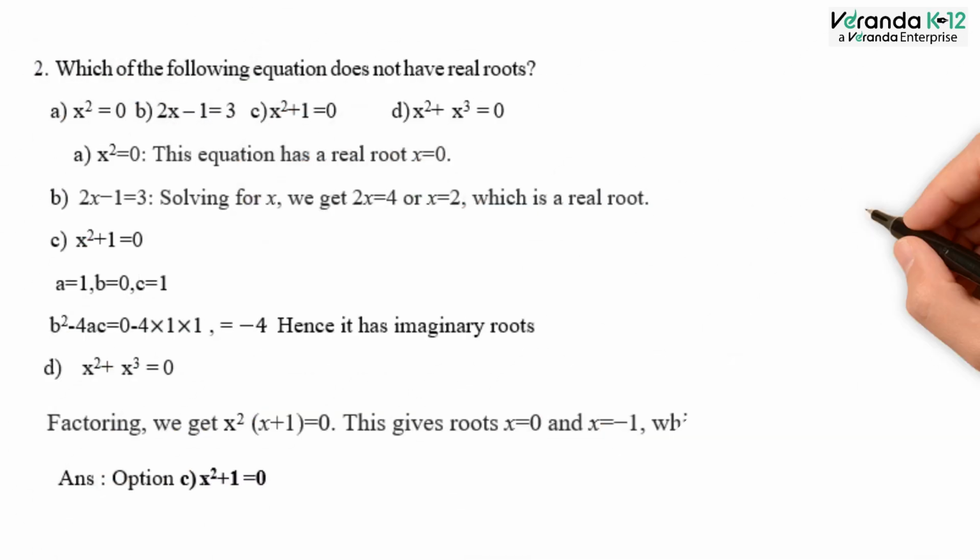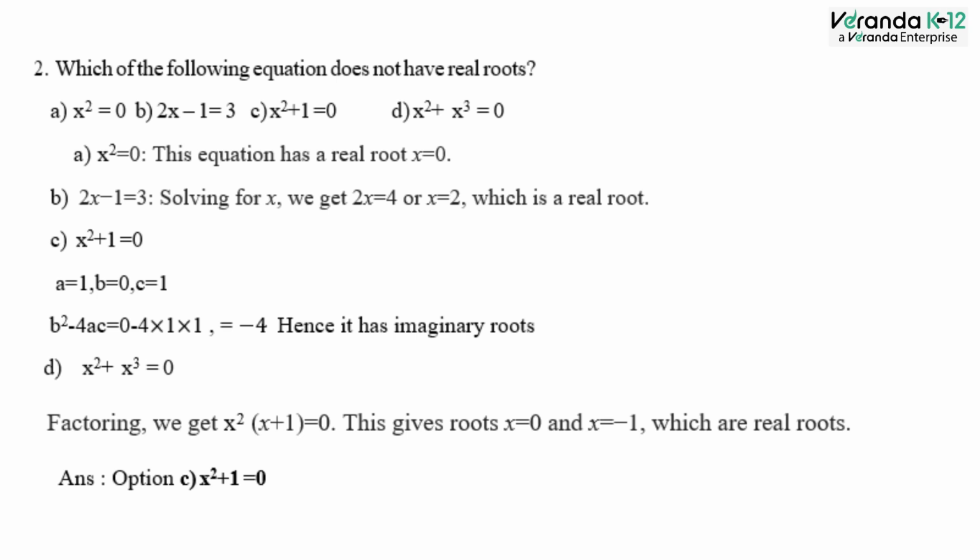Second question. Which of the following equations does not have real roots? Option A, x square equal to 0. Option B, 2x minus 1 equal to 3. Option C, x square plus 1 equal to 0. Option D, x square plus x cube equals 0.